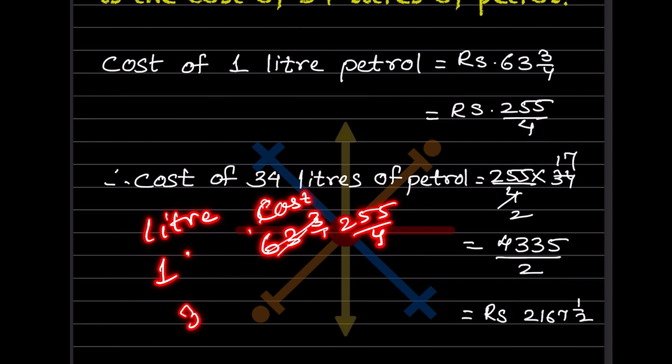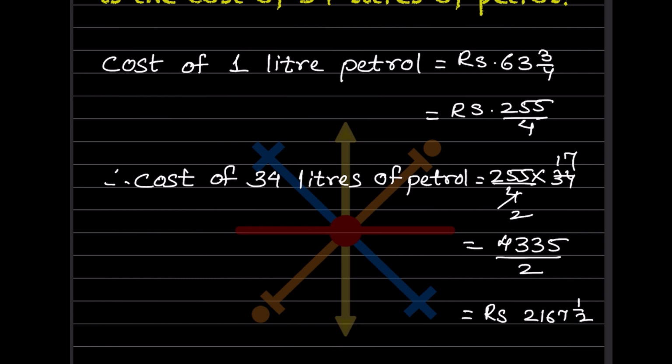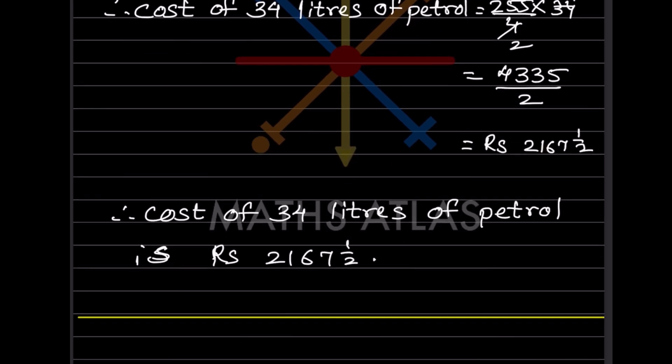And here we want it for 34 liters. So again, we are going to cross multiply. So 255/4 into 34. So what will you write here? 2 2s are, and 2 17s are. So when you multiply this, you get 4335 divided by 2. And when we divide this, you get 2167 1/2. That will be in rupees. So we write the cost of 34 liters of petrol is 2167 1/2 rupees.